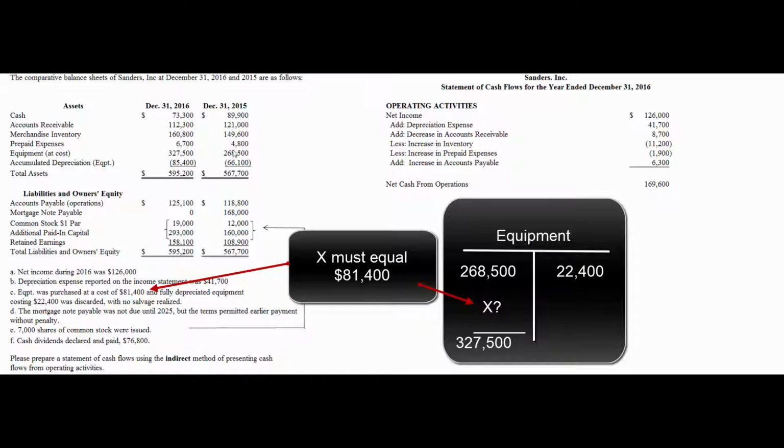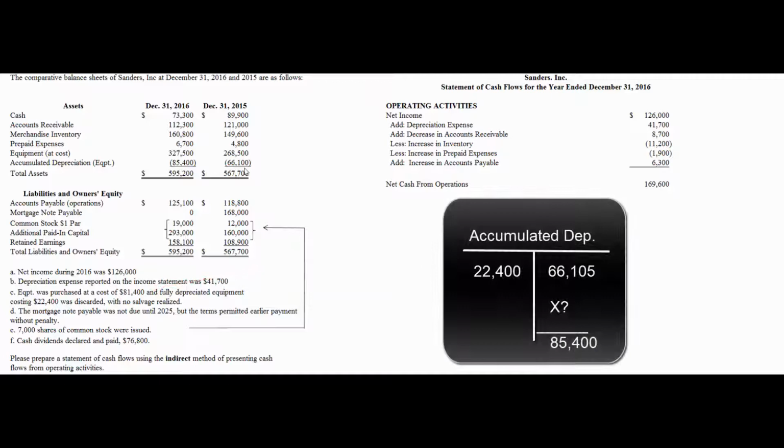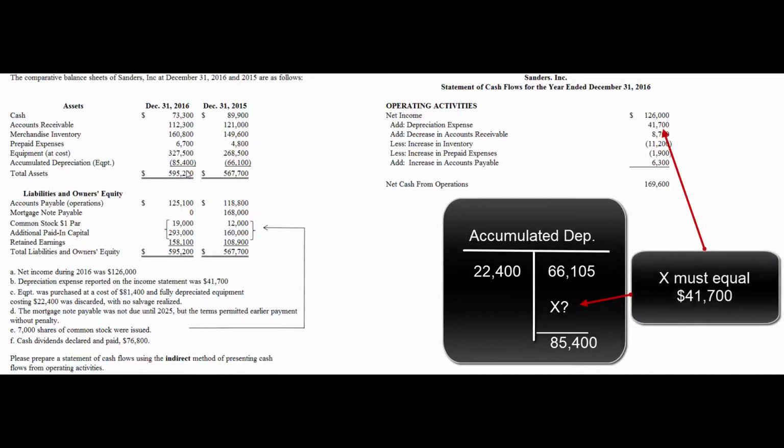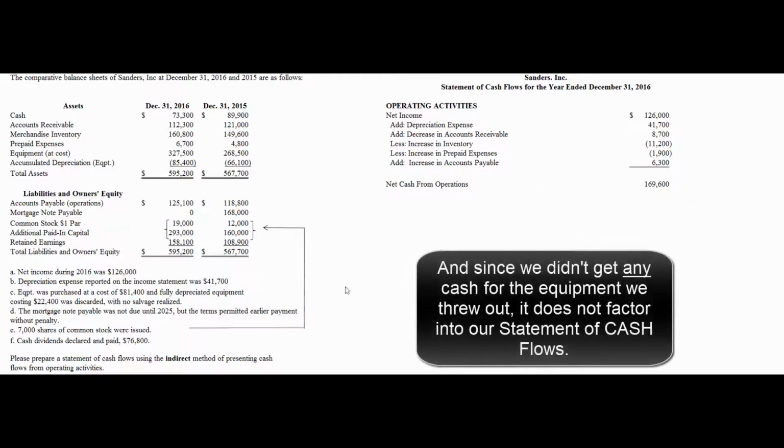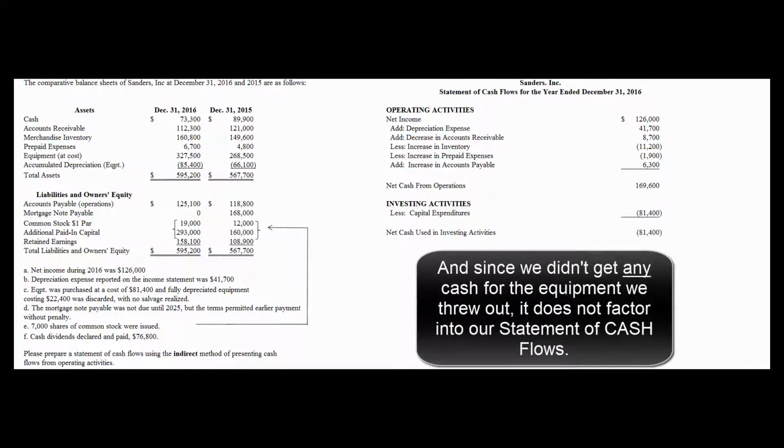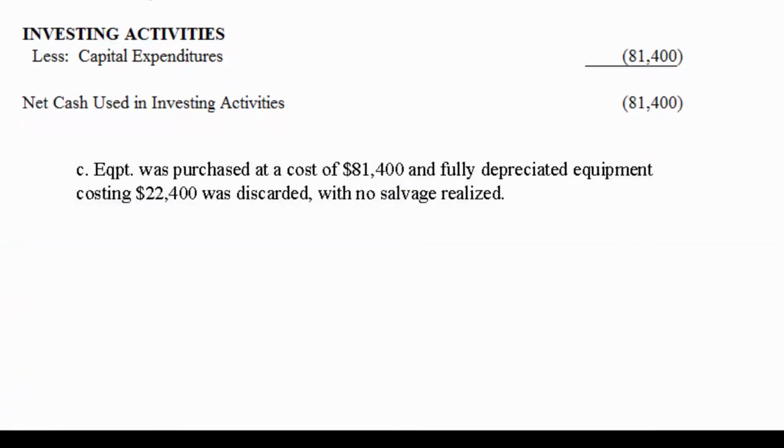It isn't just $81,400, it's this plus $81,400 minus $22,400. And this number increased by the amount of depreciation expense, the $41,700, minus the $22,400 of accumulated depreciation that came off when we sold that old equipment. So now we have the skill set and the information to fill out the investment activities. We spent $81,400 on capital expenditures.